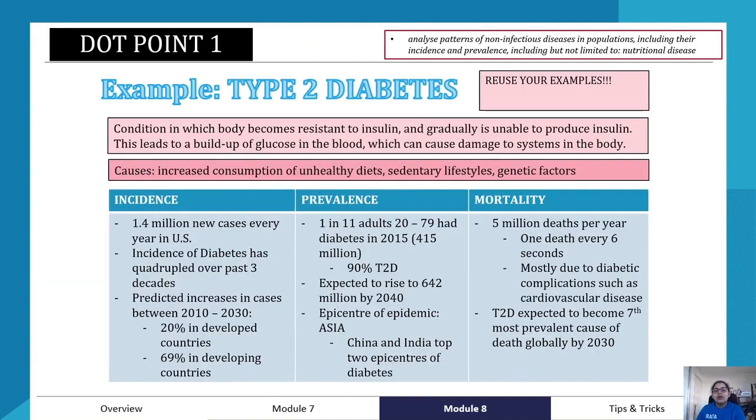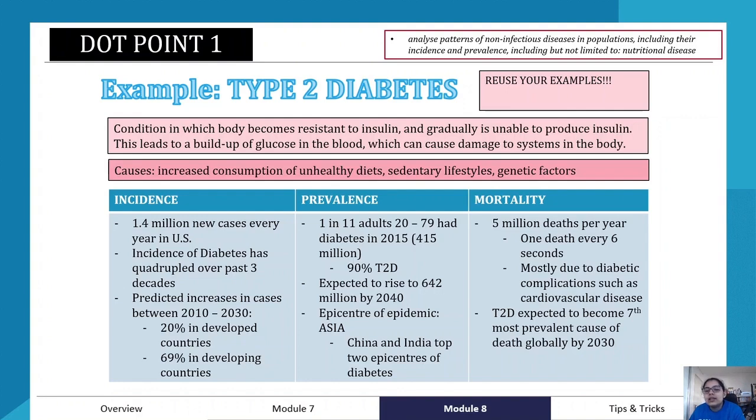So let's have a look at type 2 diabetes. This is the example we're going to study because the syllabus wants us to analyze patterns of non-infectious diseases in populations, including their incidence and prevalence, including but not limited to nutritional disease. Now, you can definitely reuse this example, and it pops up, I think, twice or thrice in Module 8.